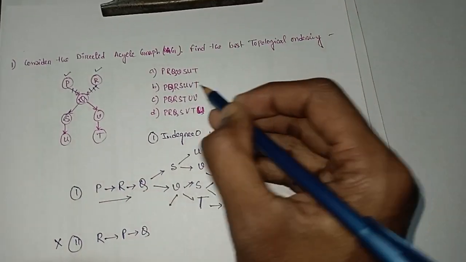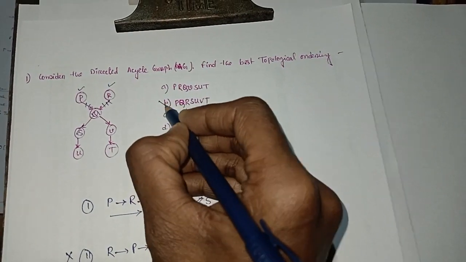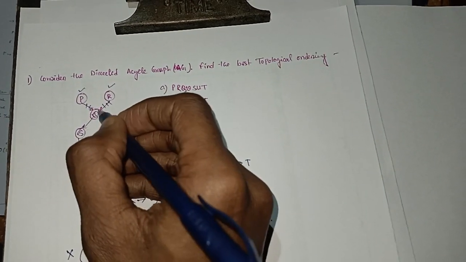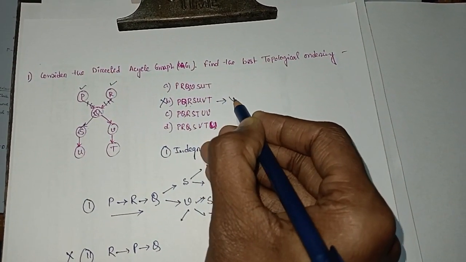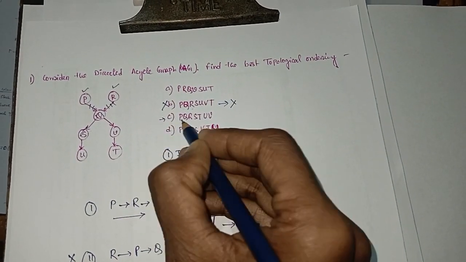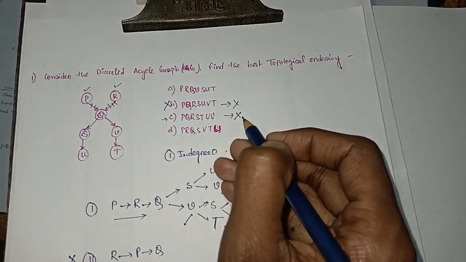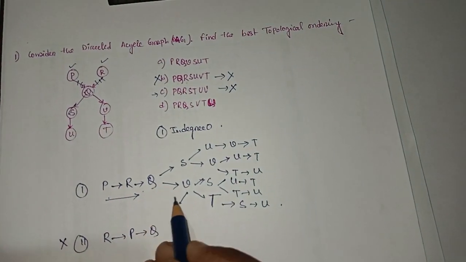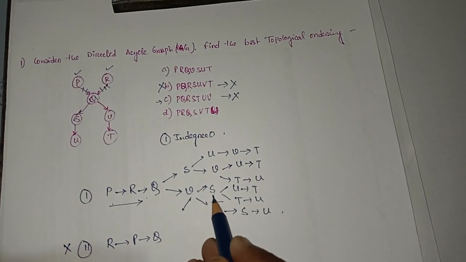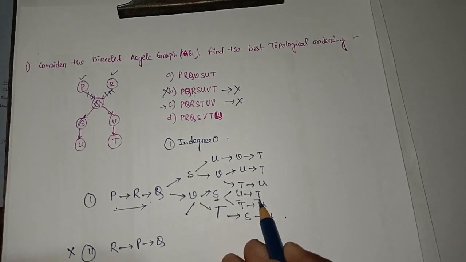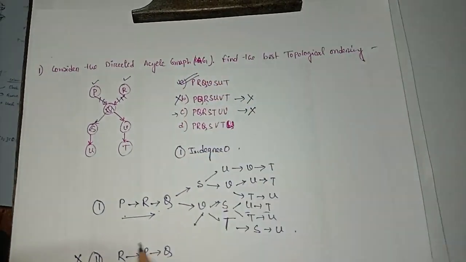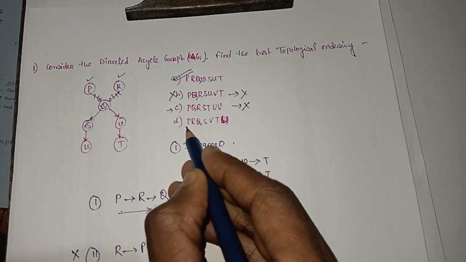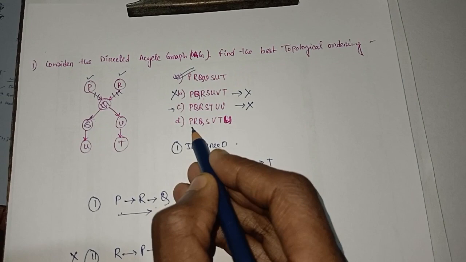So from the starting, Q is not possible. In PQ, if we choose P, then Q has in-degree 1, so this option is cancelled out. This option PQ also is cancelled out. So for PRQV, we have to get S, then U, then T. So this option is right. We have to follow this path and check whether this is possible or not.